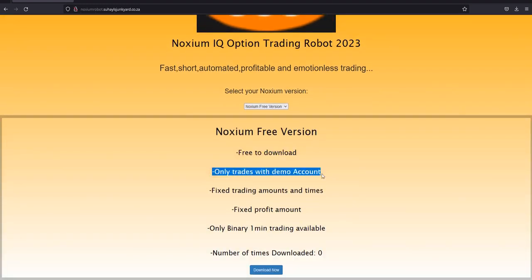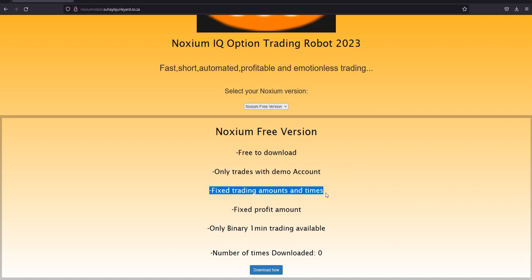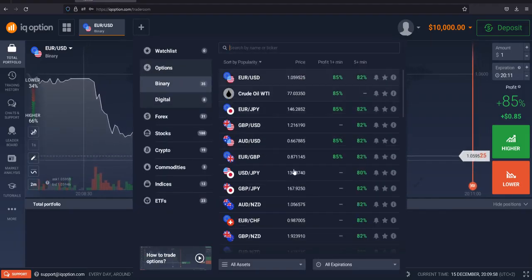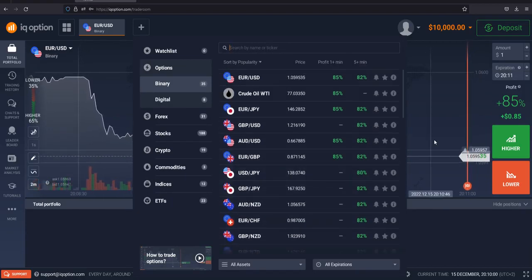It only trades with the demo account, so that means you cannot use it with real money. It will not work. There's fixed trading amounts and times, so you can't choose your own times and you can't choose your trading amounts. And the profit amount on win is fixed, so you can't change that as well. And it's only binary 1-minute trading available. So you can only choose assets from the binary category, which is this category here. All these, the binary. That's what this robot is, the binary.